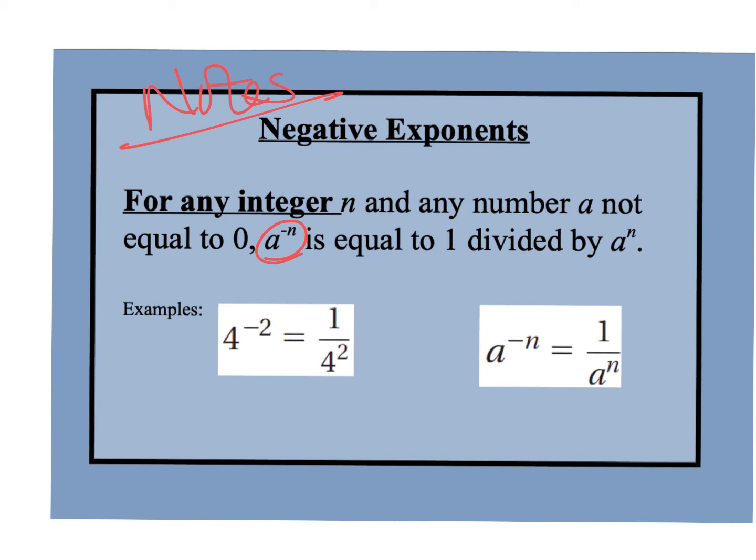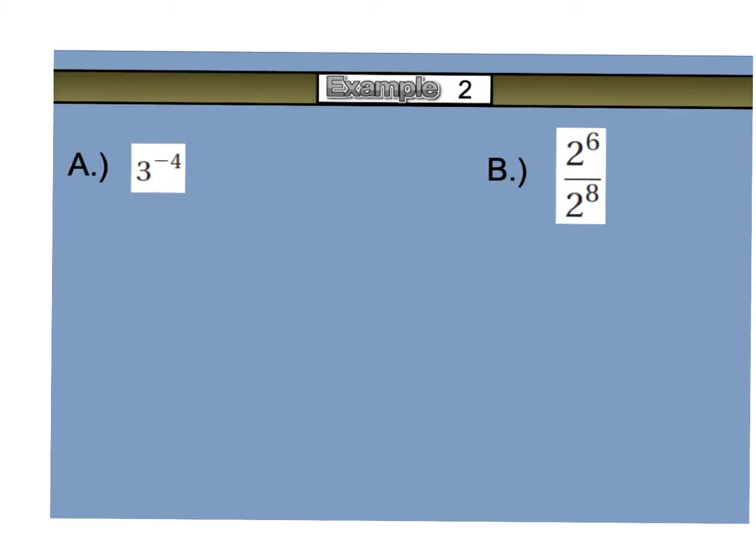I would highly recommend writing the words down, but really giving the examples, because then you're going to be able to see it. So let's try these. 3 to the power of negative 4. I'm going to put the 1 on top and 3 to the power of positive 4 on the bottom.